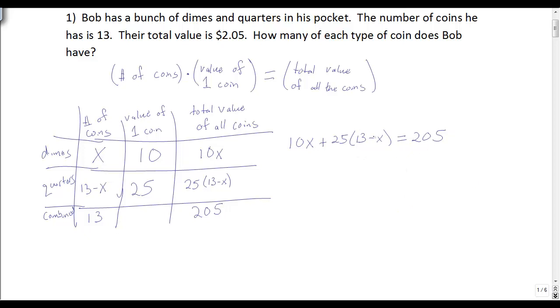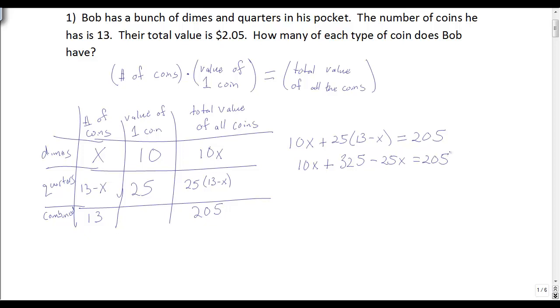To do that, I'm going to distribute the 25 first. 10x plus 25 times 13. I'm going to think of 25 really. 4 quarters, 4 things with 25 cents, would be $1. So 4 times 25 is 100. So every 4 25s I get gives me 100. So 12 25s would be 3 groups of 4. That'd be 300. One more left over. 25 times 13 is 325. Minus, distribute the 25, I get 25x.